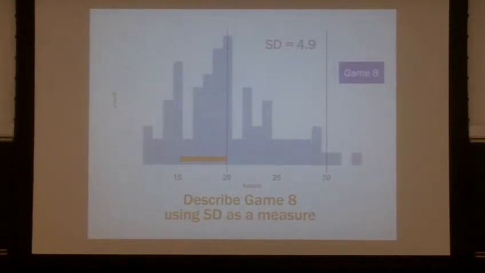let's talk about a particular game. Game 8, where there were 30 assists. How would you describe game 8 using standard deviation as the measure? So, describe the number of assists in game 8. Who's got an answer here? You could say there were 30 assists in game 8, or you could use standard deviation as the measure. Who can tell us how to use standard deviation as the measure?